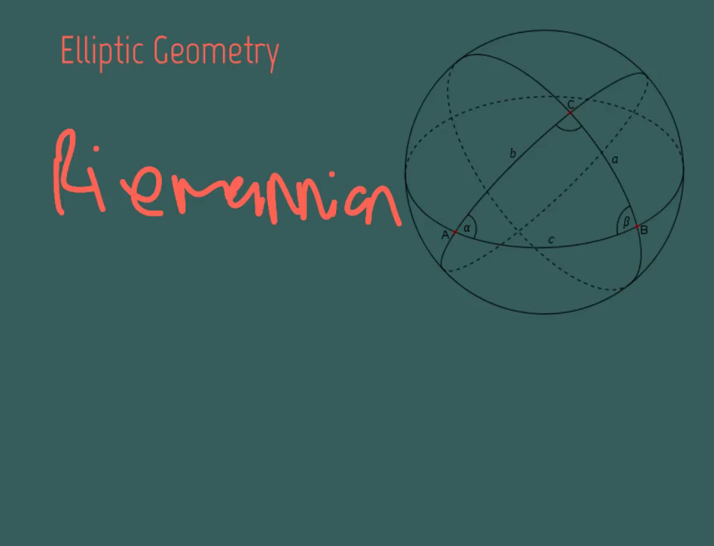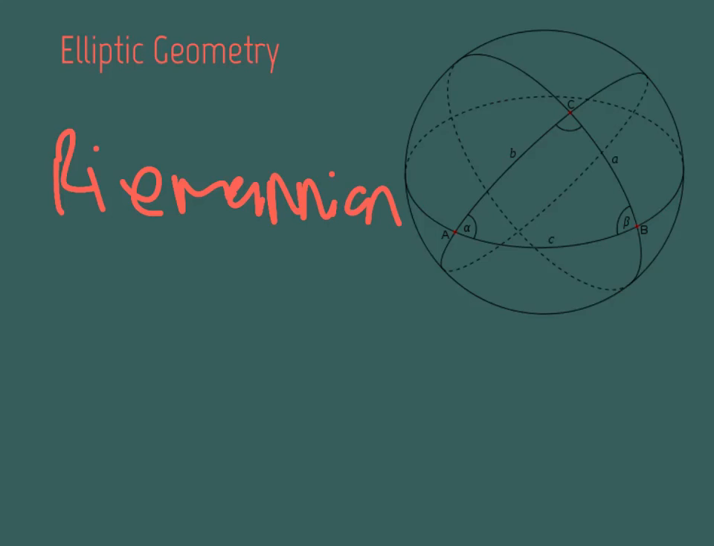This geometry is usually thought of as taking place on the surface of a sphere. We said that there are no parallel lines because the lines are great circles in this geometry, and the points are pairs of diametrically opposed points. As a result, all lines intersect in elliptic geometry.